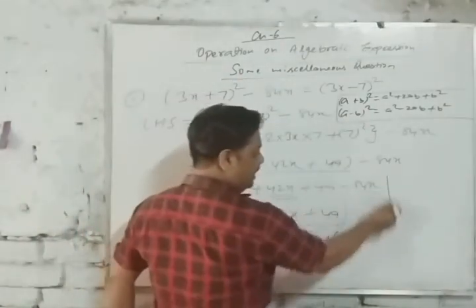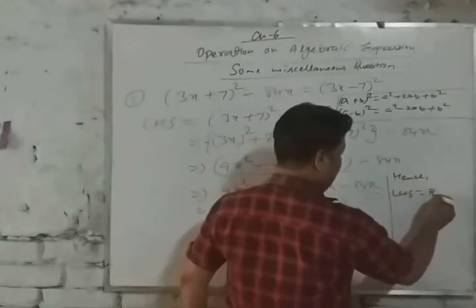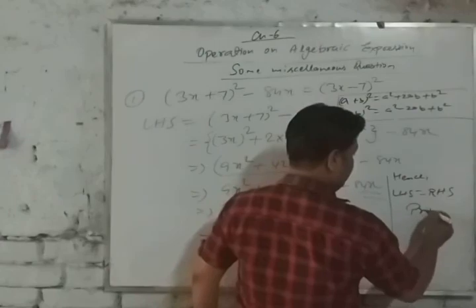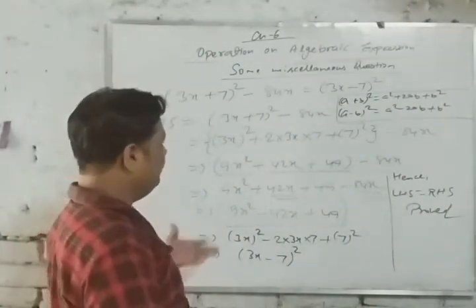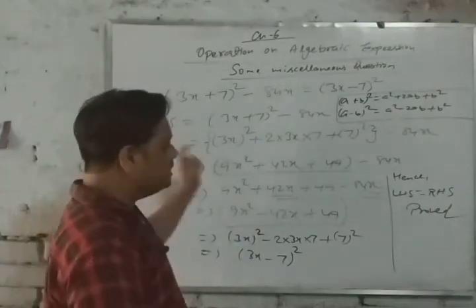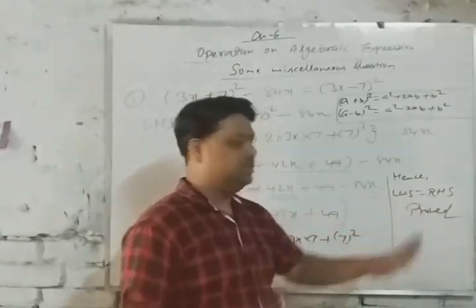So at last we will write, hence LHS is equal to RHS. Proved. So in proving there is a need to write LHS. Then at last, if the LHS is equal to RHS, then we will write, hence LHS is equal to RHS.